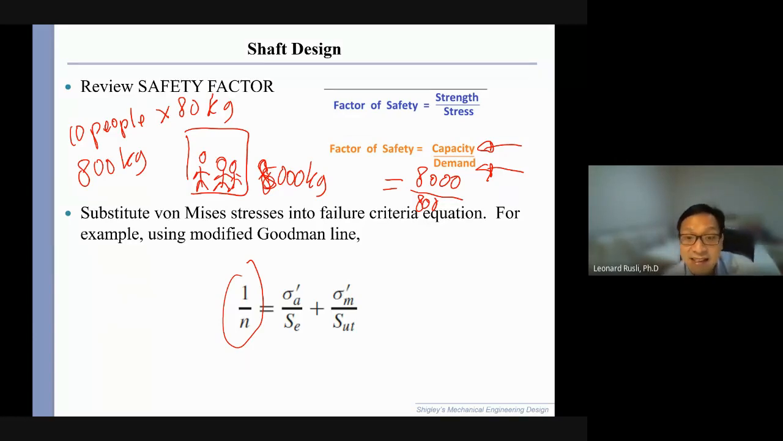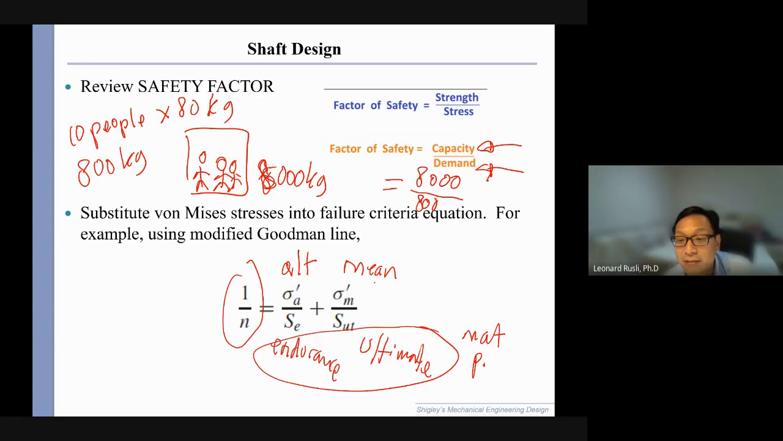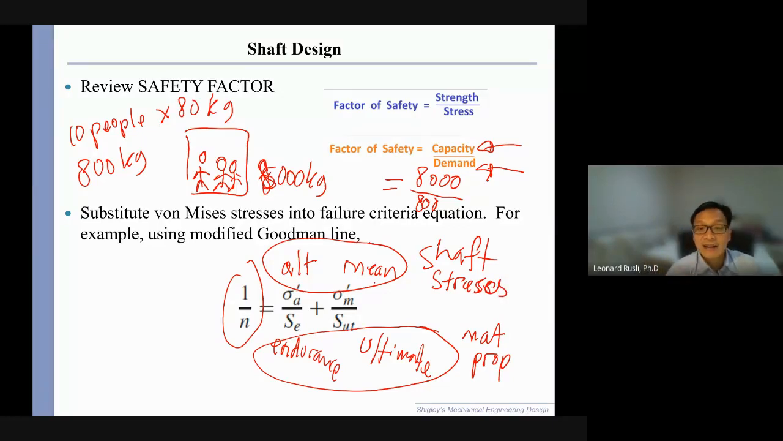This factor of safety is N, and I have my alternating stress compared with my endurance strength. This is also something I skipped from the previous week because otherwise we won't have enough time. And we have our mean stress compared with the ultimate strength of the material. Okay? So these are material properties, right? What is my material capable of? These are my shaft stresses. And this formula will give me the factor of safety.